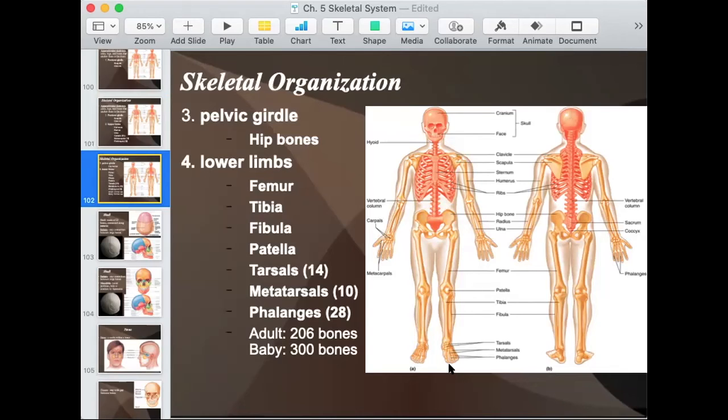Babies have a lot more bones, 300 bones. But as they get older, the bones fuse together, and as an adult you have about 100 fewer bones. So there are a lot of gaps between the bones for a child. Cartilage fills the gaps until it becomes bone.